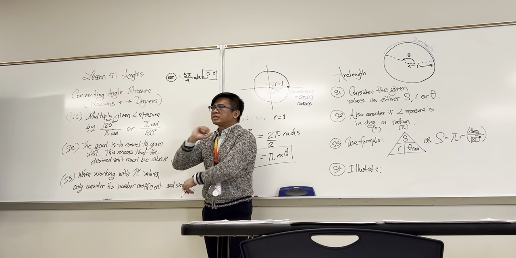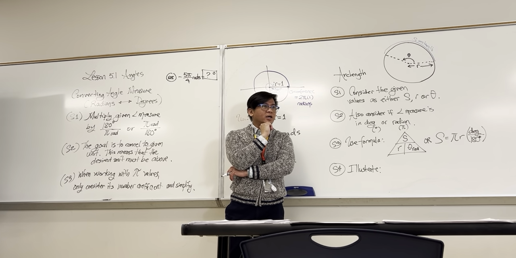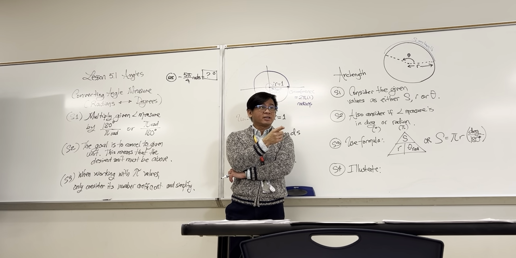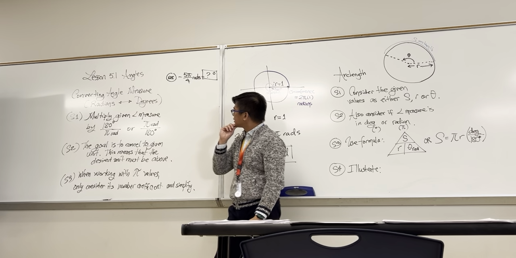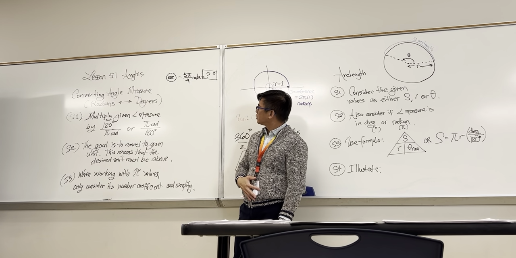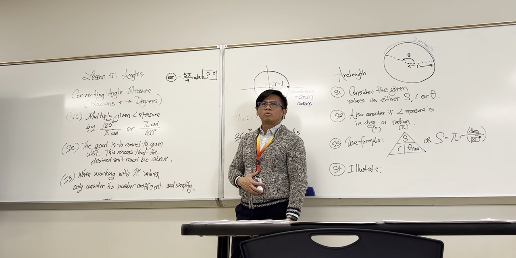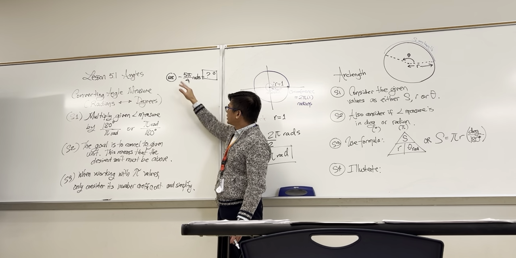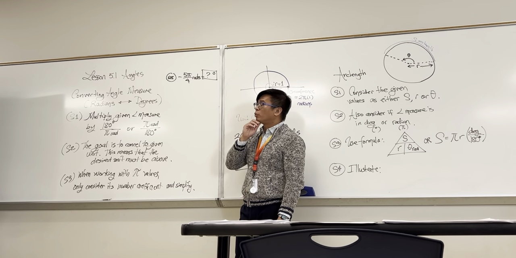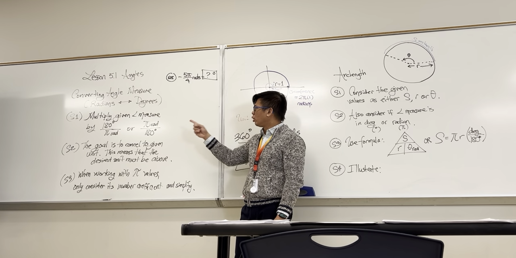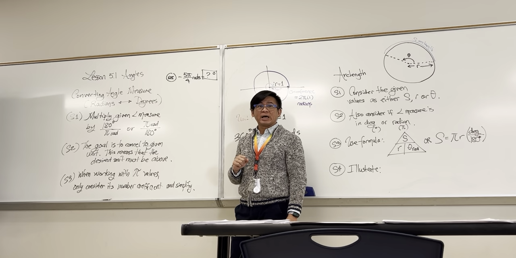Okay. Let's read step number 1. KT, can you read step number 1, please? Multiply given angle measure by 180 over pi radians or pi radians over 180. Alright, so we're going to multiply this one by 180 over pi or pi over 180. Which one among those two should we multiply this with?